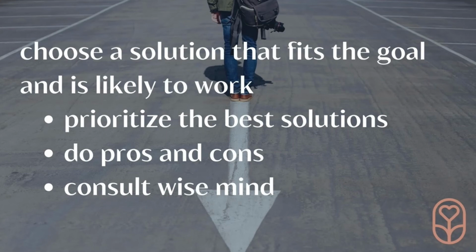Prioritize suggested solutions. The potential solutions can be prioritized by organizing them in order of likelihood to work and feasibility of implementation. A solution that might work is useless if it is impossible to put into action. Do pros and cons and consult with your wise mind. One or two of the best solutions from the priority list should be chosen. Evaluate with wise mind and a formal pros and cons exercise on each solution.